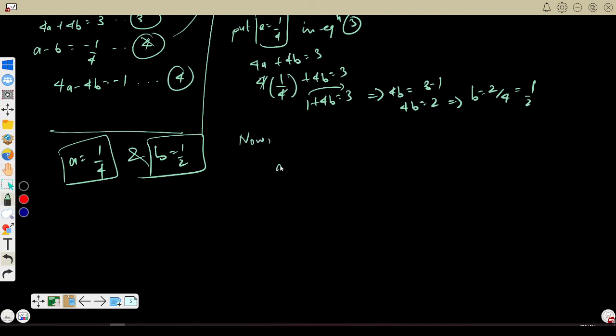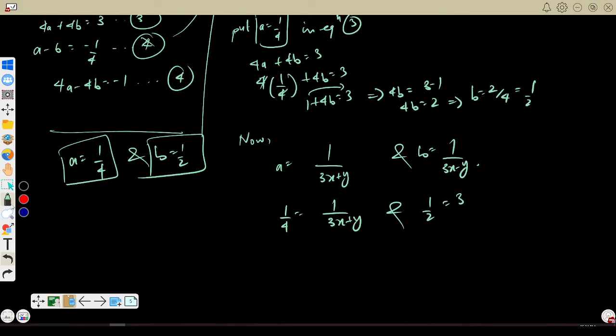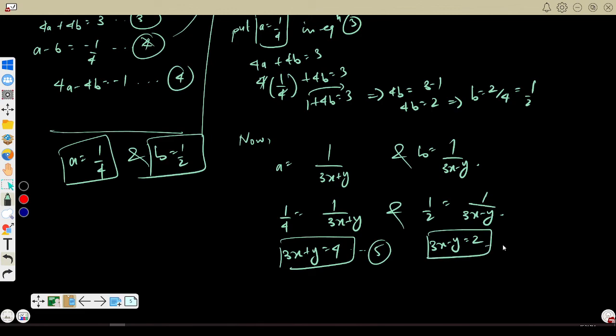Now a was taken as 1 upon 3x plus y and b was taken as 1 upon 3x minus y. The value of a is 1 upon 4 is equal to 1 upon 3x plus y, and b is 1 upon 2 is equal to, not 3, the value of b was 1 upon 3x minus y. Just take the reciprocal on both the cases. So 3x plus y is equal to 4. This is the first equation. Let this be equation number 5. And this will be 3x minus y is equal to 2. Let this be equation number 6.